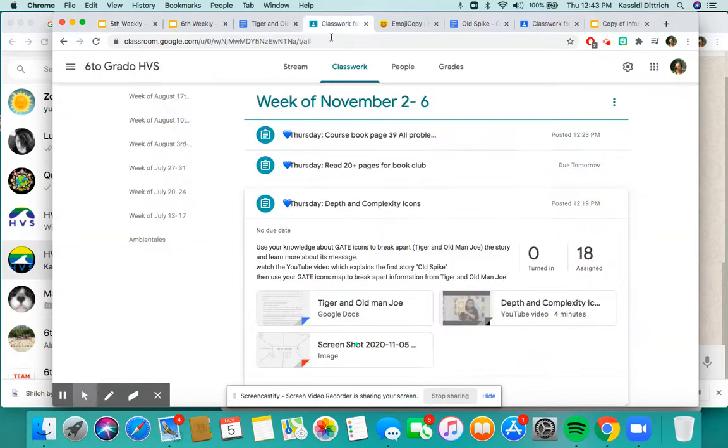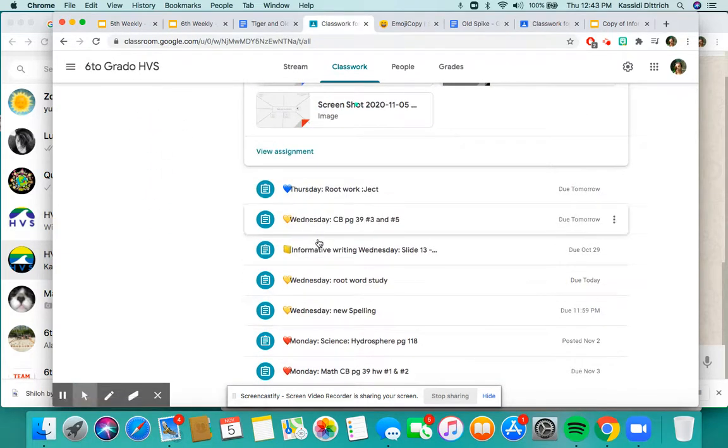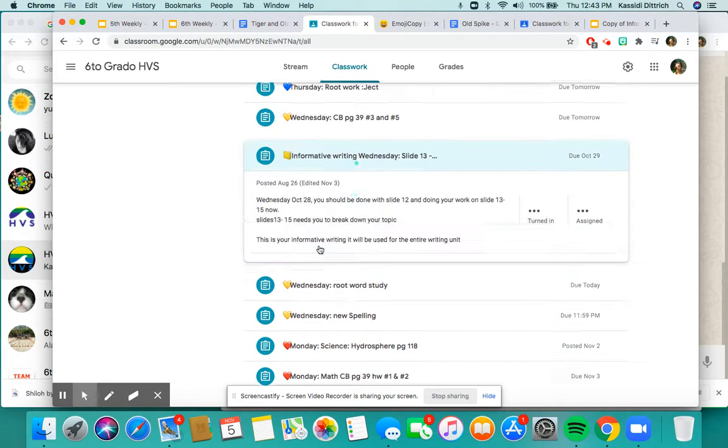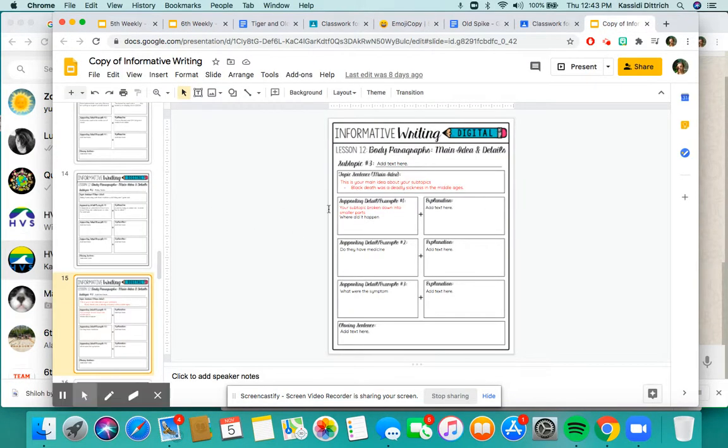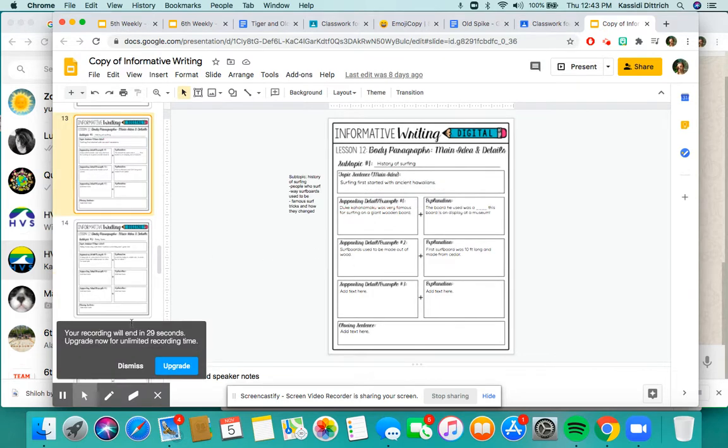Okay, the other thing you really need to finish by tomorrow is your informative writing. Not your whole thing, but just slides 13 through 15. These slides are the meat of your informative writing. This is all about your subtopics. So really, really get that done. Each one of these boxes needs to be a full sentence. The examples will be one sentence, and then the explanation should be 1 or 2 sentences.